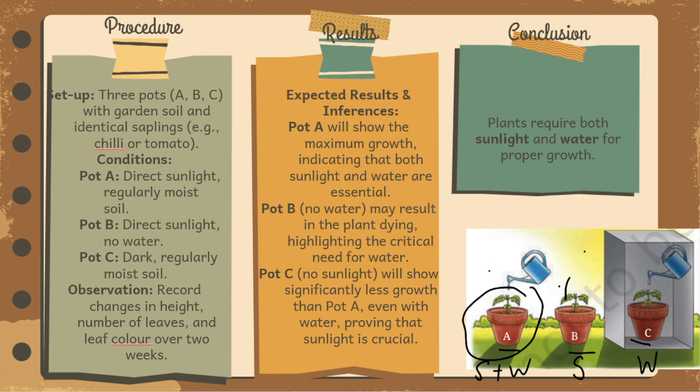After a few days, what you have to observe is the growth of the plant, the color of leaves or the number of leaves over 2 weeks. Over 2 weeks, you will observe that pot A has the maximum growth. Pot B will die because there is no water. And pot C will have growth but significantly less than pot A, so less growth. What we have concluded in this experiment is that sunlight and water both are necessary for proper growth of plants.